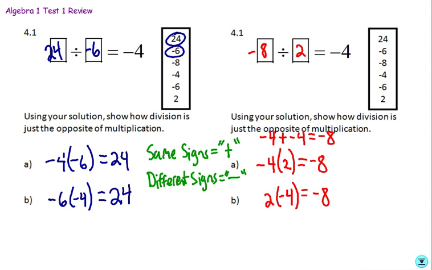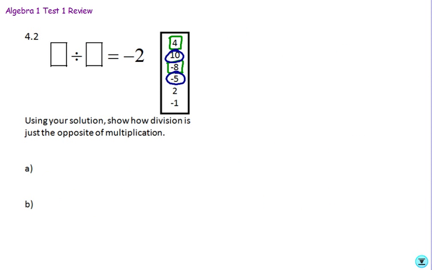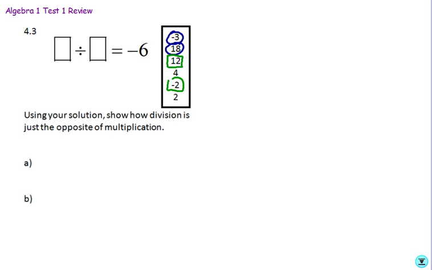Alright, let's check them. 4.2, again, two possibilities here. -8 divided by 4 would give you -2. The other possibility there, 10 divided by -5 would also give you -2. And for 4.3, 12 divided by -2 would give you -6. And 18 divided by -3 would also give you -6.